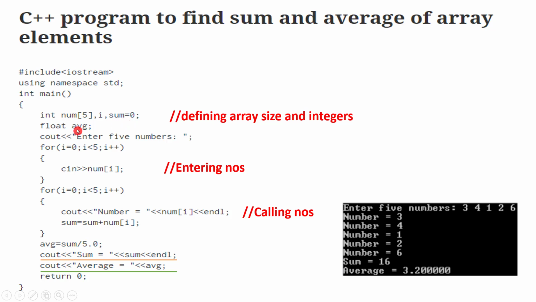Then float average, because average may be a decimal value. That's why they are defining the average as a float. Okay, cout "enter 5 numbers" like the previous. For i equal to 0, i less than 5, i plus plus, cin number. We know these things. For i equal to 0, i less than 5, i plus plus, cout number[i] endl, line, column numbers. Okay, till this we know.